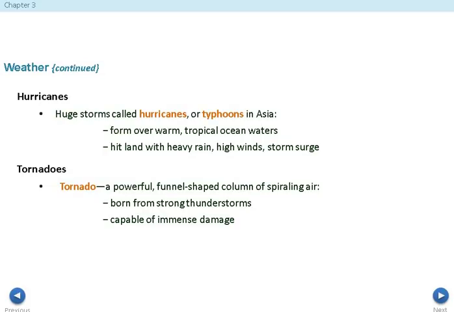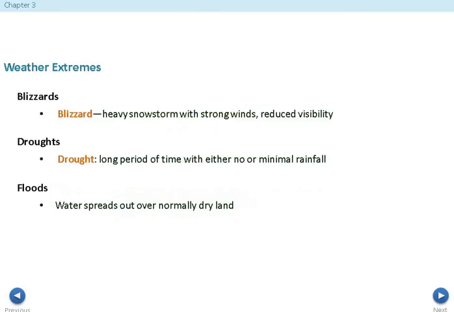Now we also have hurricanes. Hurricanes are huge storms, also called typhoons. These form over water, tropical oceans, and hit land with heavy rain, high winds, and storm surges. Also tornadoes: a powerful funnel-shaped column spiraling in the air. We kind of talked about this, born from strong thunderstorms, capable of immense damage. It's interesting that tornadoes are the most destructive, but hurricanes are the most powerful. Why is this? Because hurricanes usually occur over water whereas tornadoes are over land.